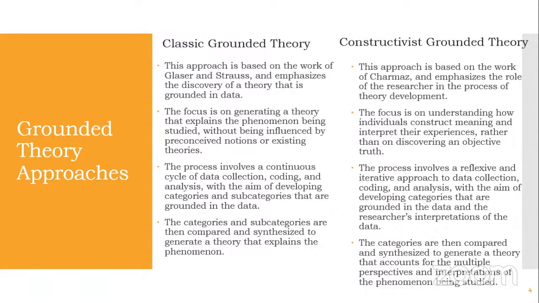The categories and subcategories are then compared and synthesized to generate a theory that explains the phenomenon. Okay, so here we are developing a theory which is explaining a phenomenon, but this particular theory is generated on the basis of the categories and subcategories, which in turn we are developing from the different codes, from the raw data. So that's the process of the classic grounded theory approach, right?